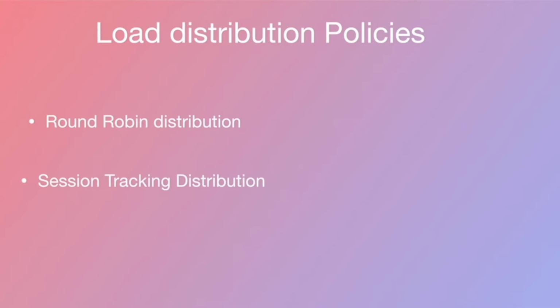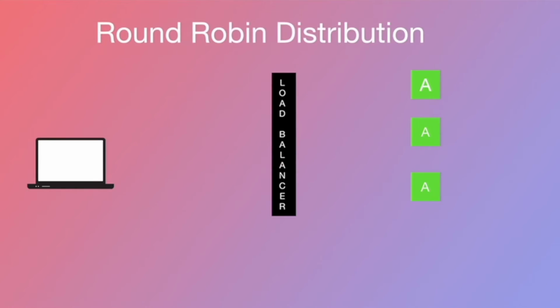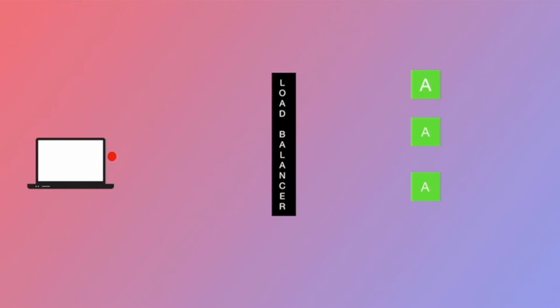Now let's move to the mechanisms of distributing load among the services. One is the round robin distribution policy and the other is the session tracking distribution policy. In the round robin distribution policy, we distribute the load among the services in a round robin fashion. That is, we distribute load to one machine, then the other, then the third machine, and keep doing so in a cyclic way. In this way, we ensure that all the services get the same amount of traffic.